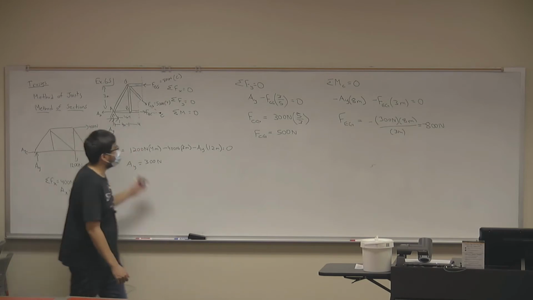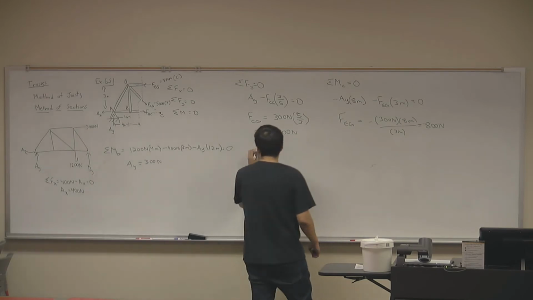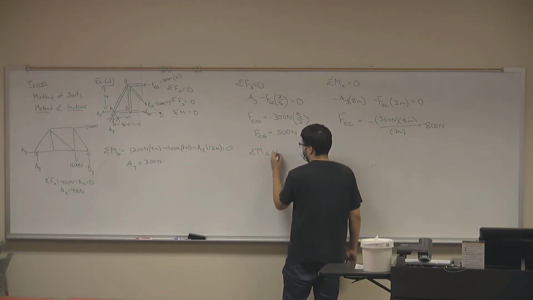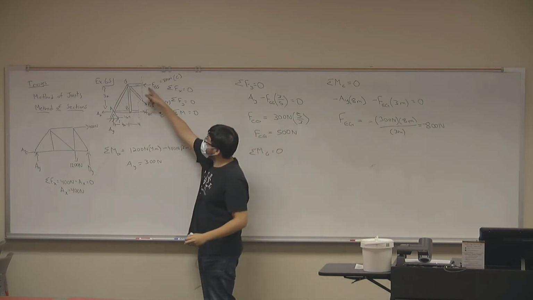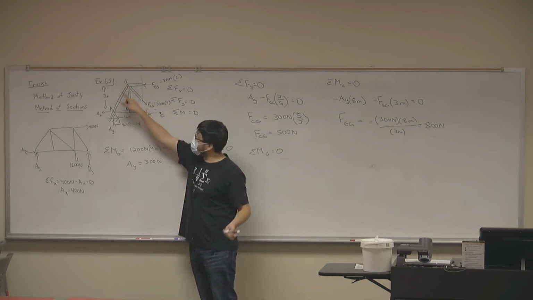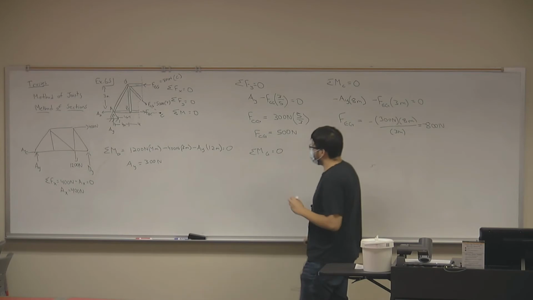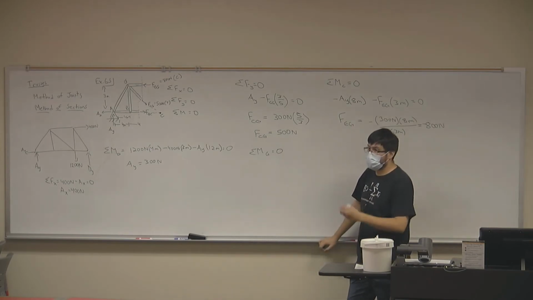And now let's do what Hunter said. Let's find the moment about point G. Notice that these two forces are going to cancel out on the moment, so we don't have to consider them. So what forces do I have about point G causing a rotation? Will? Point G. What's AX making that rotate?